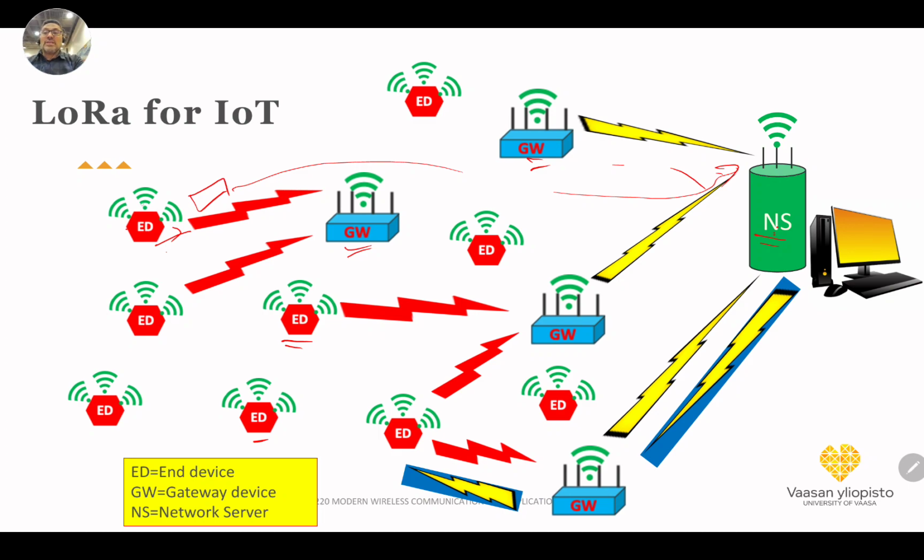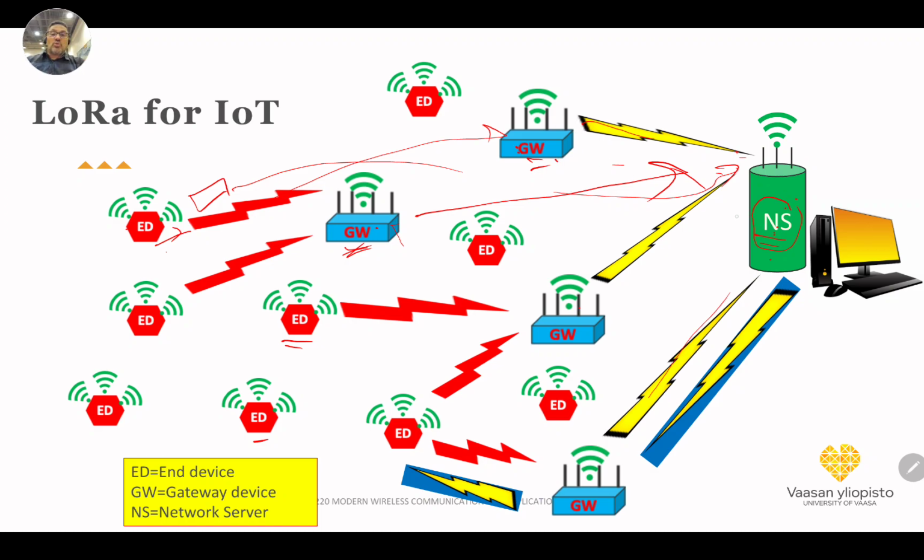How is the ED working? The ED doesn't have a certain gateway, but it just broadcasts the message. So every gateway that listens to that message will forward it to the network server. For example, this gateway transmits it to the network server, this gateway also listens and transfers it, and this one also. Then the network server receives the same message with the same address, in this case from 3 gateways.